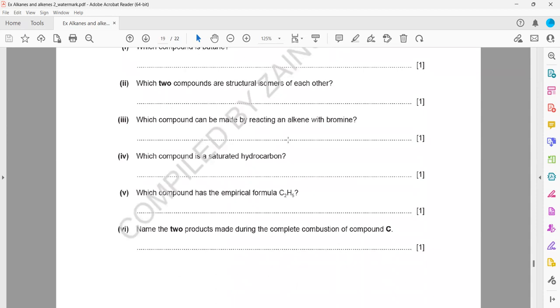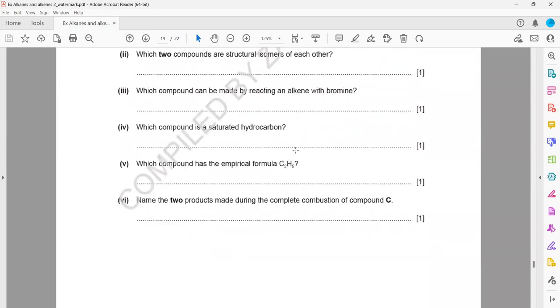Name two products made by complete combustion. Carbon dioxide and water. If they say name, don't write a formula. You have to name, like you have to write carbon dioxide and water. No need for a plus here because we are not writing an equation.